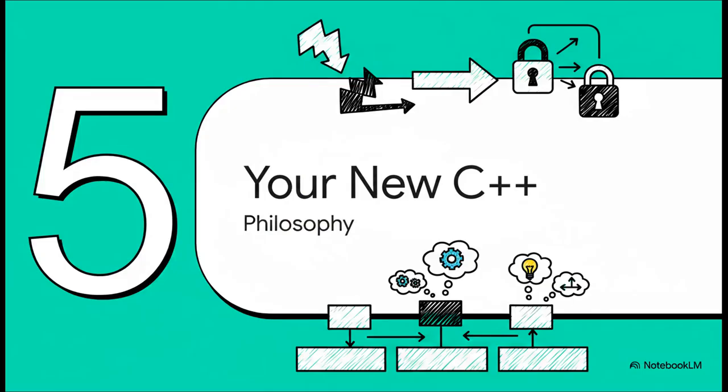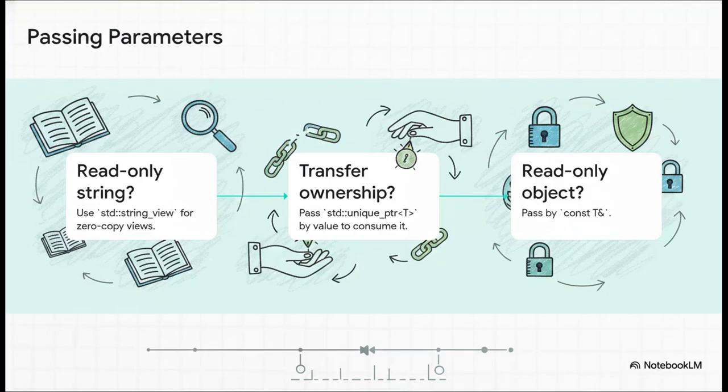When you get right down to it, this isn't just about learning a few new library types. It's about adopting a whole new philosophy for how you write C++. A philosophy that's based on expressing your intent directly in your code. So here's a really practical mental model you can start using today. When you're writing a function parameter, just run through this decision tree.